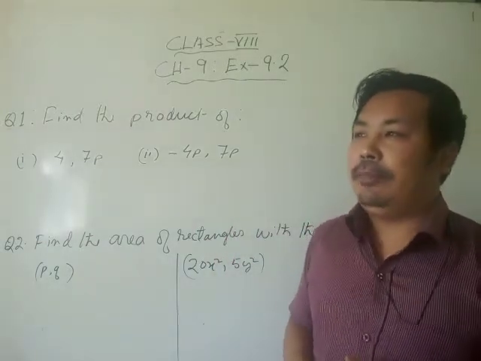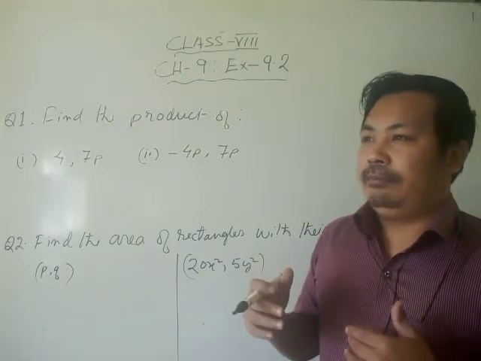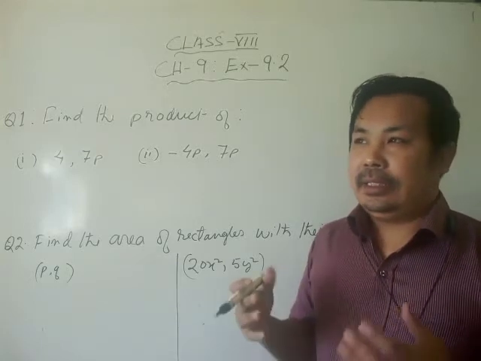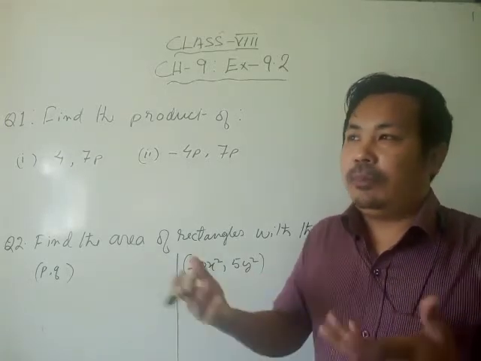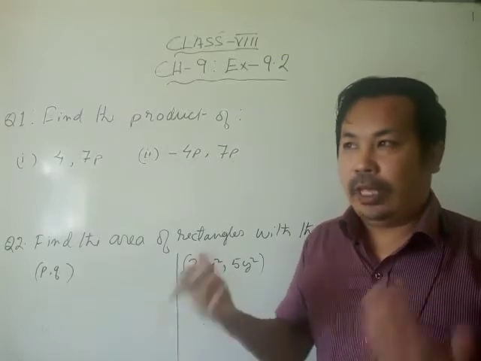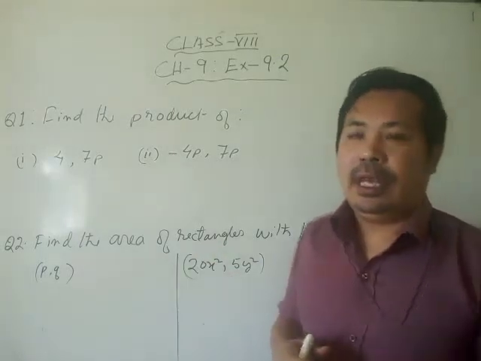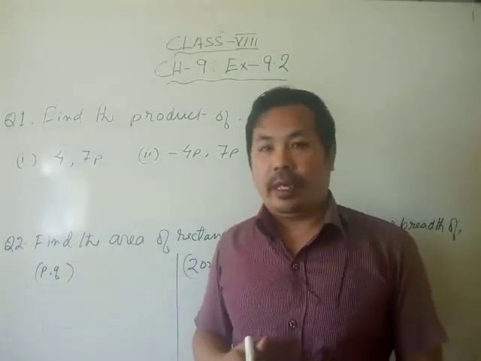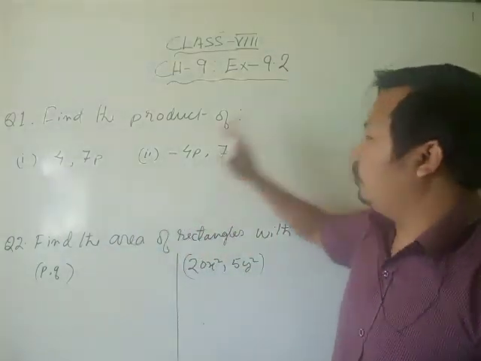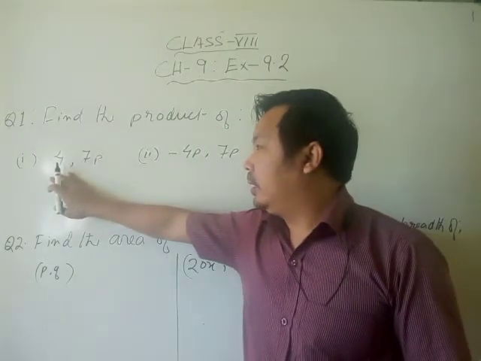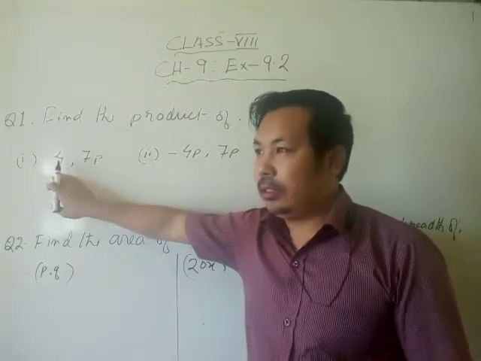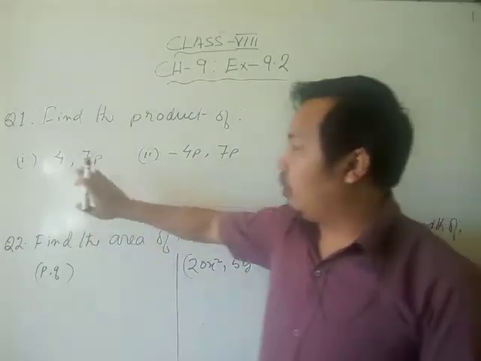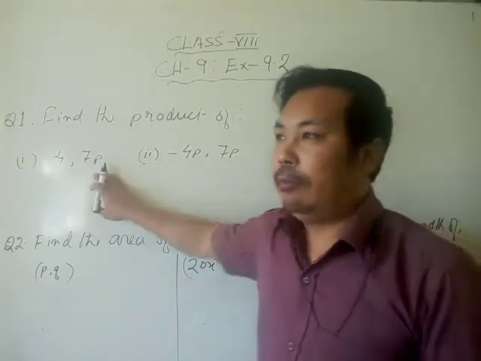You have to apply the idea of powers and exponents here. When we multiply the same identical terms, what happens to the powers or exponents that we have to apply in this multiplication of algebraic expressions? Mostly here we work with monomials. So let us start this exercise 9.2 with question number 1, where the terms are 4 and 7p. Let us see what we will do in multiplying these two monomials.